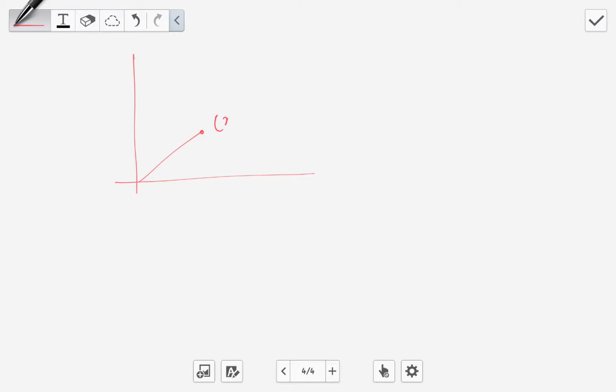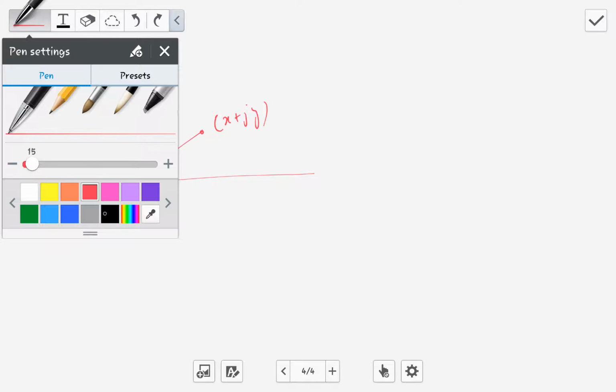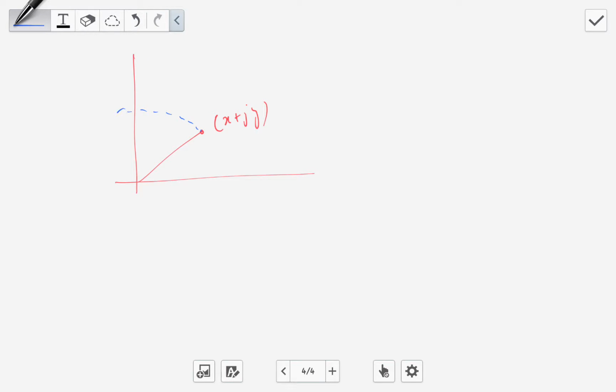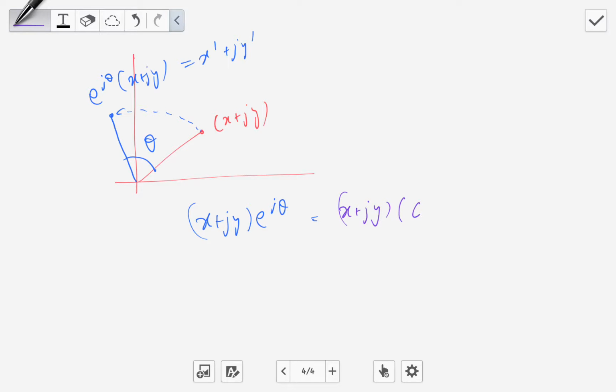you have any x plus jy. Now you rotate it with theta. What will happen? This will be e to the power j theta times x plus jy. Right. Now let this be the new x dash plus jy dash. Okay, fine. So what you have? x plus jy times e to the power j theta, which is x plus jy times cos theta plus j sin theta.